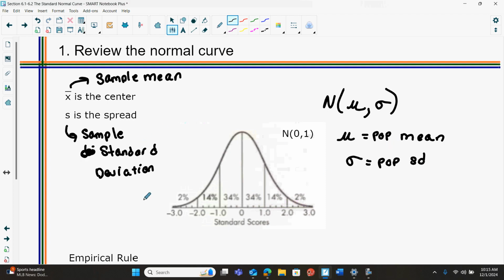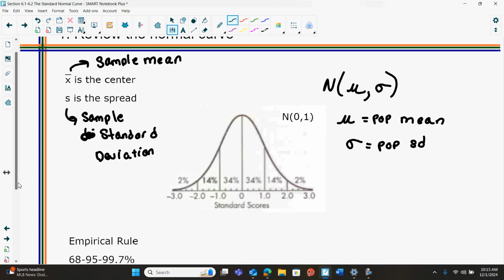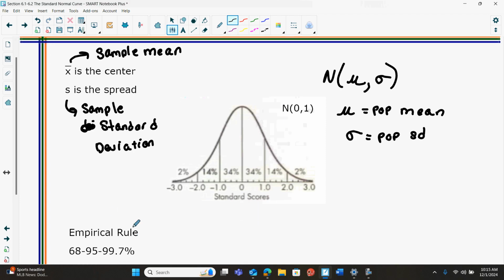So we have this normal curve, and the only thing you have to remember too is the empirical rule, which states that 68% of the data lies between one standard deviation, so that here is 68 right here. So 68% of the data is going to be between one standard deviation. 95% of the data is going to lie between two standard deviations.